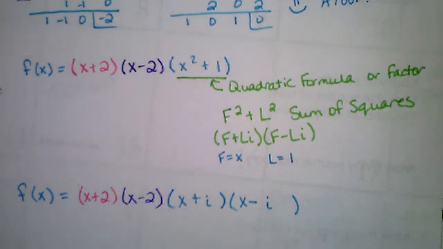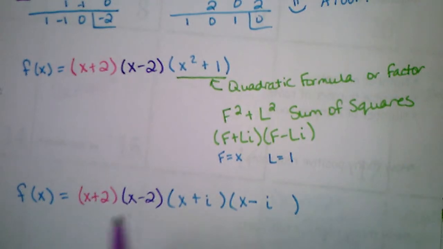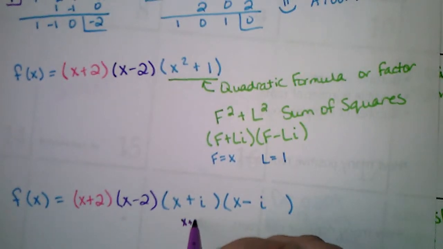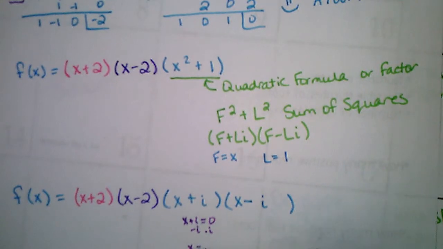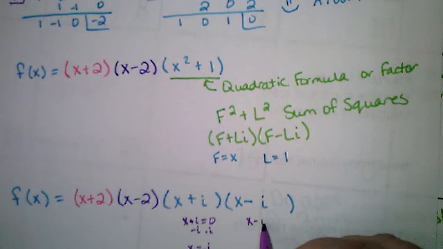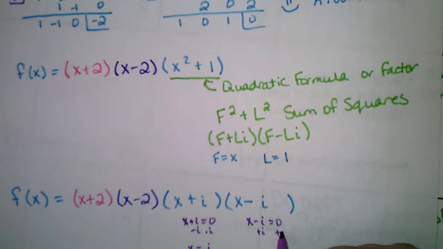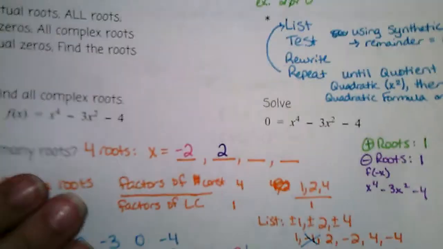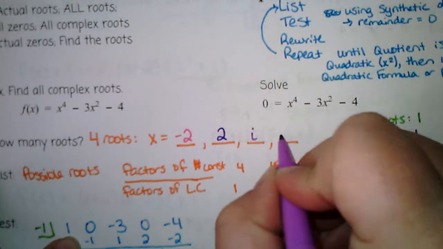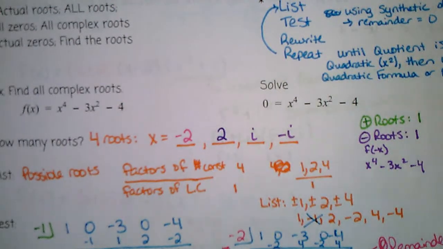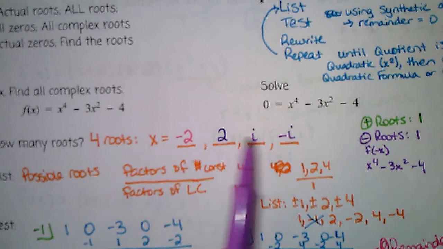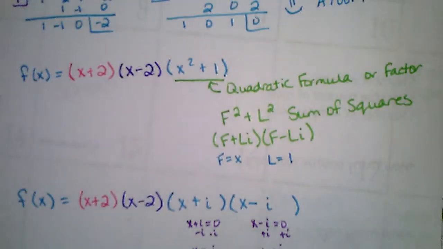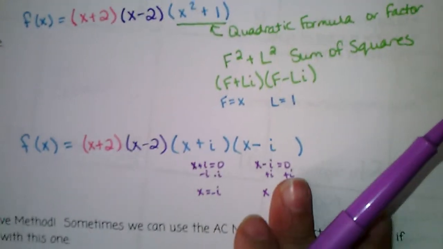But real quick, just so I can have it, on the other side, I have negative 2, 2. So what would be the root here? Well, we set it equal to 0 and find out that x equals negative i. And here, we set this one equal to 0 and find out that x equals positive i. And remember, since those have i's, they should come as conjugate pairs. So we have i and negative i. Those are my roots. So my roots, if I'm going to type this into Math Excel, negative 2, 2, i and negative i. So that's how you do these ones.